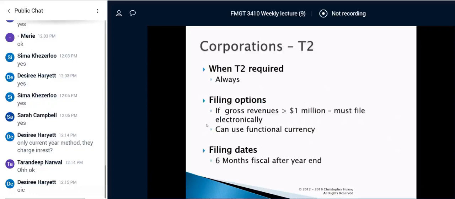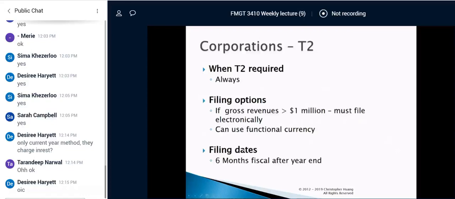Okay? Now, what happens in terms of filing? Individuals, you can e-file. Most people e-file their returns because it's most convenient, etc. Some people paper file. Okay? For T2s, you must e-file if your gross revenues are over $1 million. Okay? So you don't have the option.